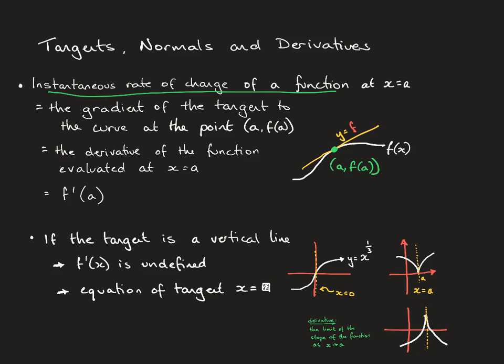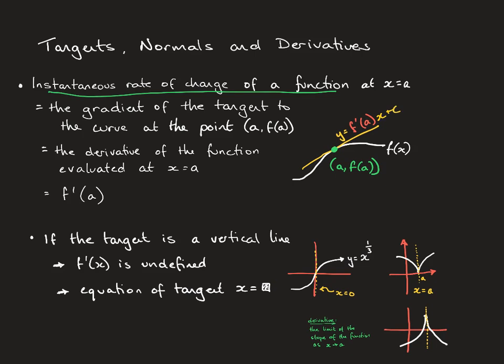But we also know that the instantaneous rate of change is also the derivative of that particular function evaluated at that point. And so what we have here is that the gradient of the tangent at the point a is in fact f dashed of a, which means the equation of the line y equals mx plus c will in fact be y equals f dashed of a x plus c.